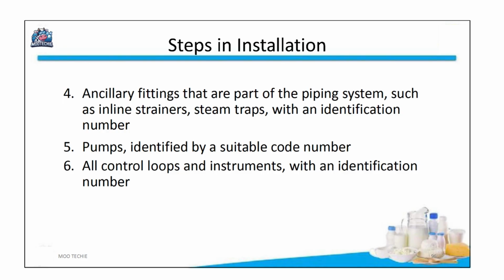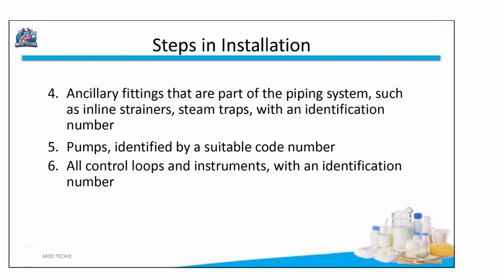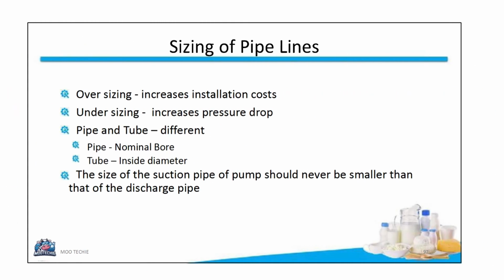Step 4 includes all ancillary fittings that are part of the piping system. This includes items like inline strainers and steam traps, and each must have its own identification number. Step 5 is that all pumps must be identified by a suitable code number. And step 6 is that all control loops and instruments must be included on the diagram with their own identification number. Now let's talk about the sizing of pipelines.